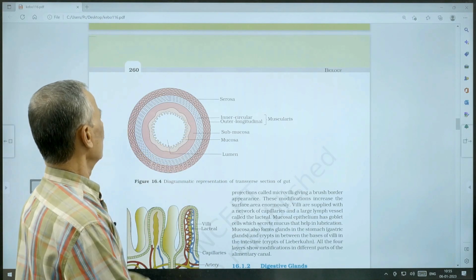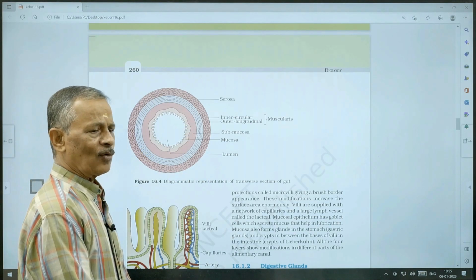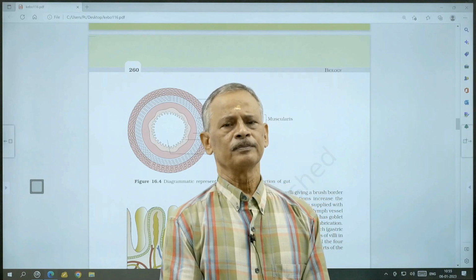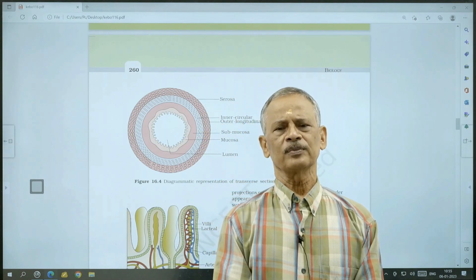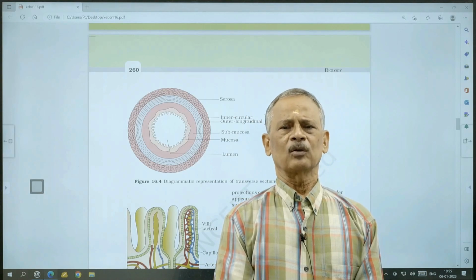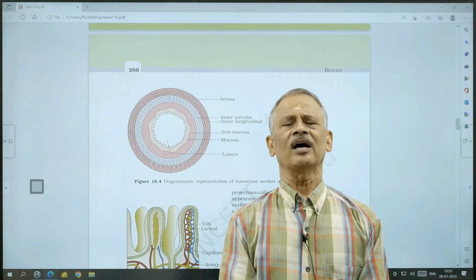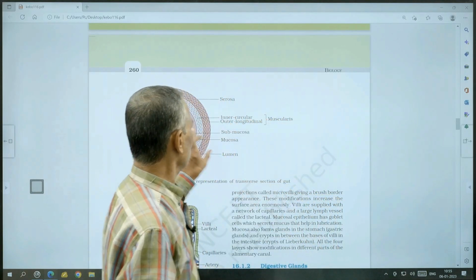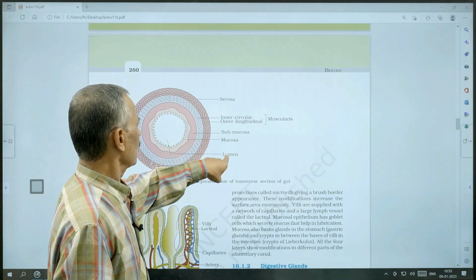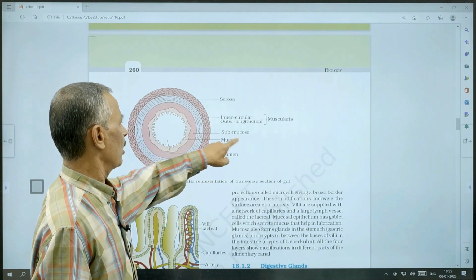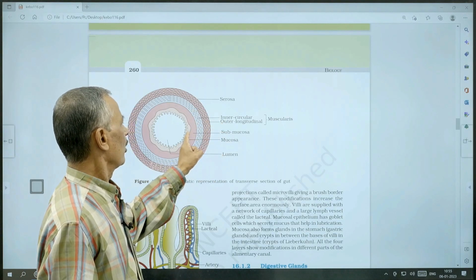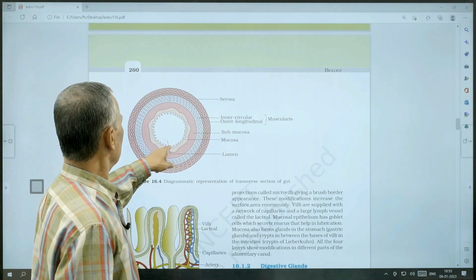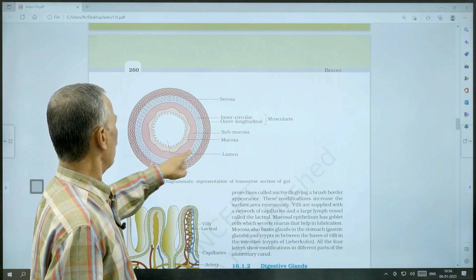And third, there is a thick layer of connective tissues, in which you are having nerve fibers, lymphoid tissues, collagen and elastin fibers, and other different types of cells connected with the connective tissue. This connective tissue mass, a thick layer, is called the submucosa, because it is lying just below the mucosa. It is called submucosa. And the last and the innermost layer is called mucosa.